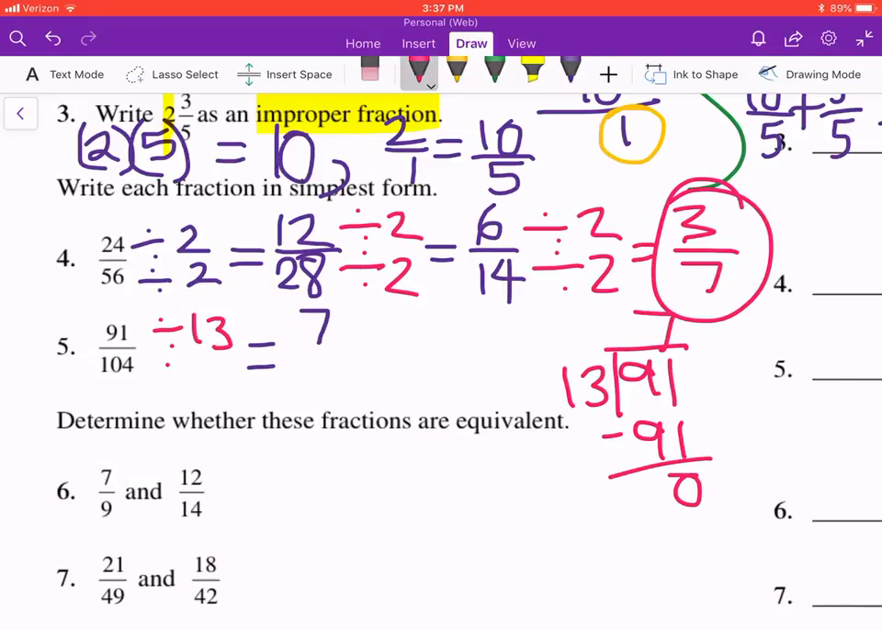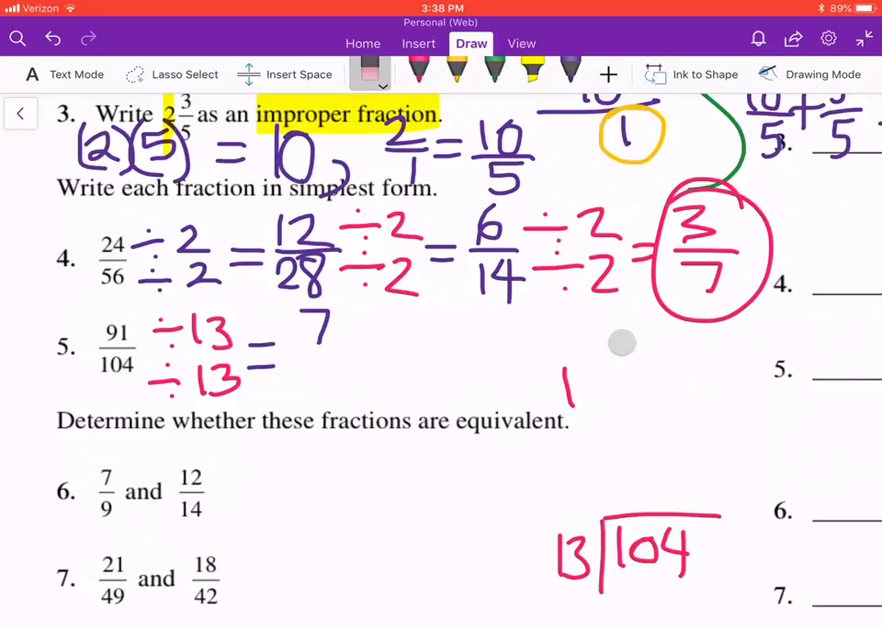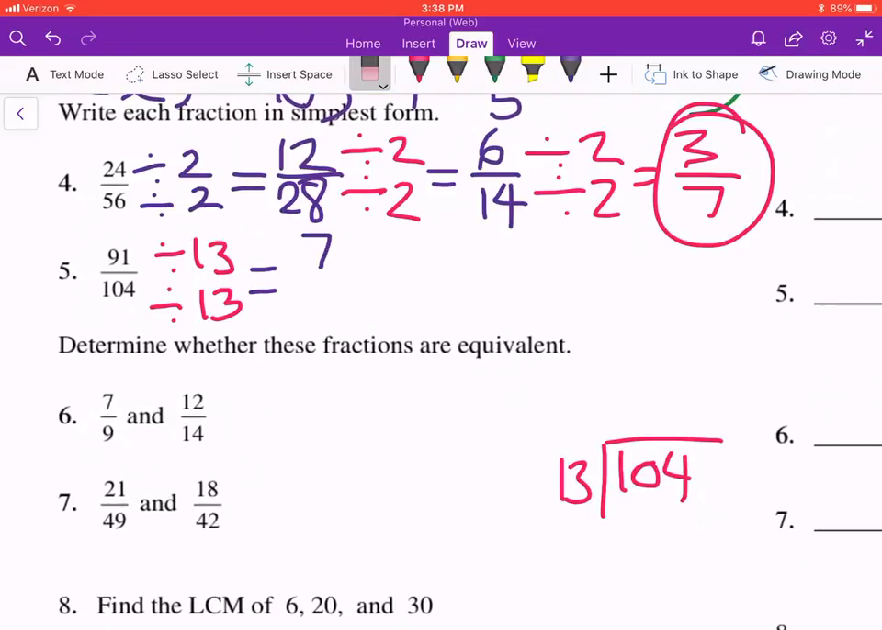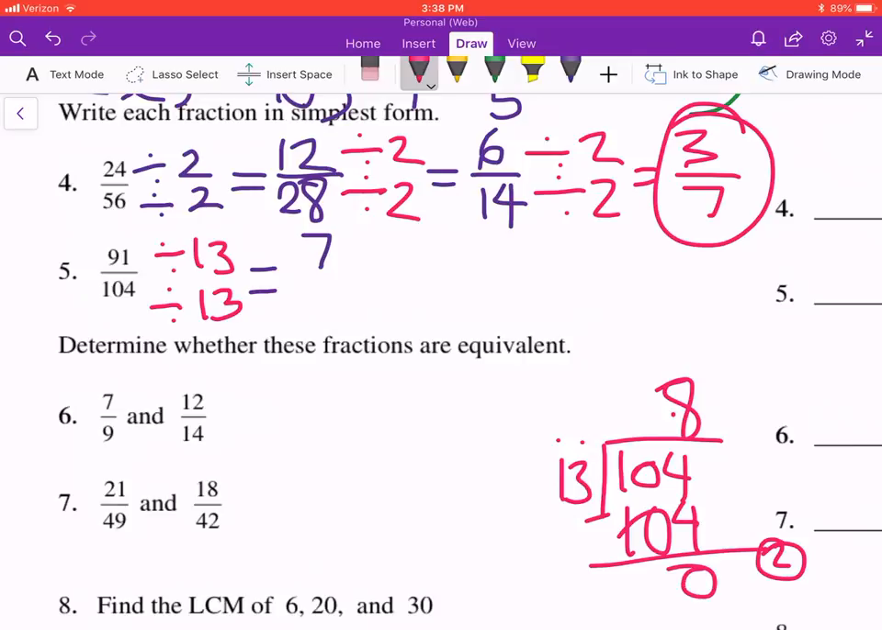Now, 104 is also divisible by 13. If we have 104 and divide it by 13, it's going to go in 8 times. 8 times 3 is 24, so we have 4 and we carry 2. 8 times 1 is 8, plus 2 is 10. Subtract that, so we get 0. So 104 divided by 13 is 8, and so that is our final answer.